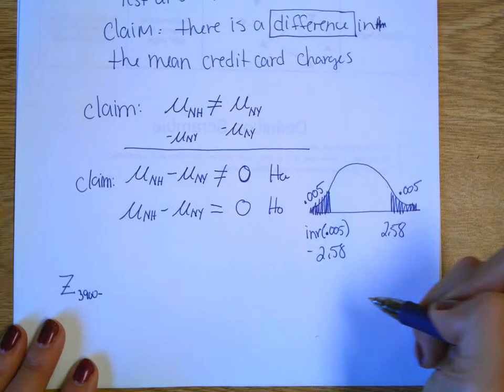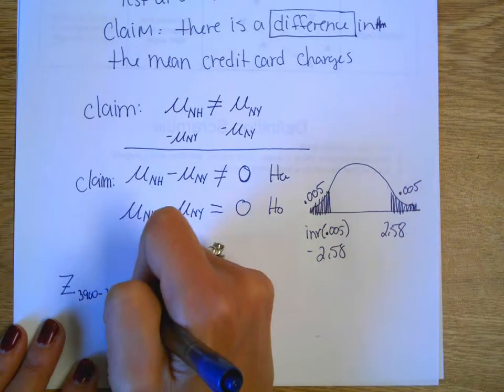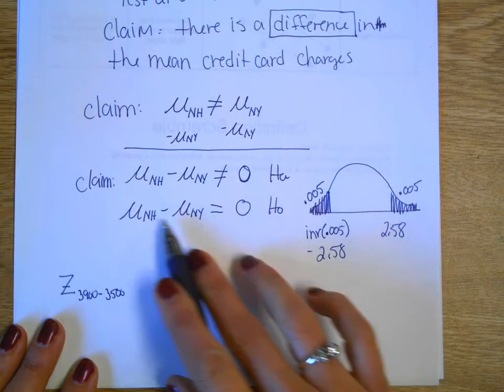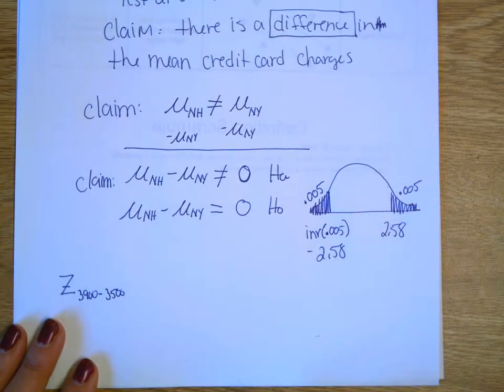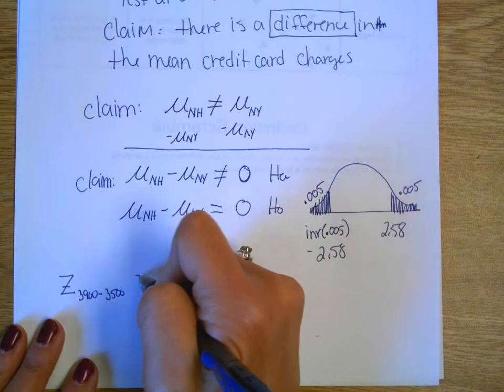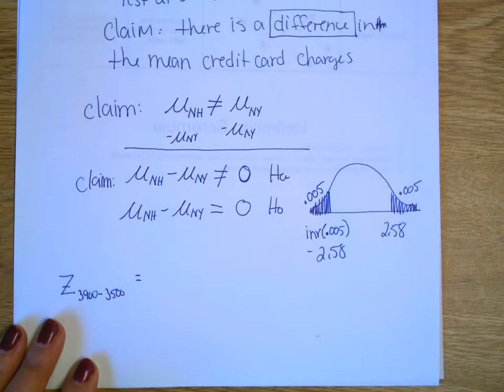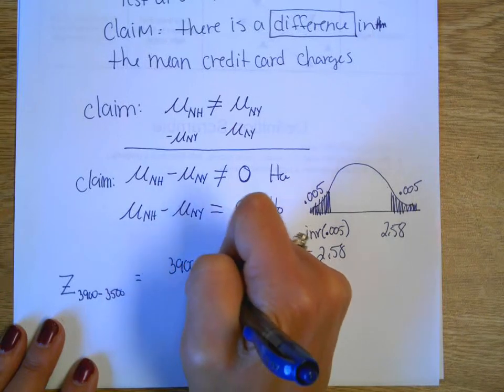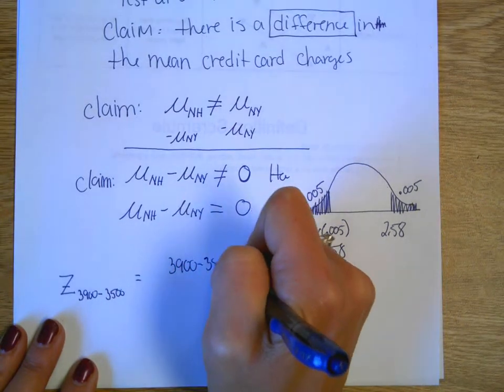Question: does it matter which one you subtract? No. It's just that now that I've established that, I want to do the sample the same way. So if I look at the formula, it says take this difference, the 3,900 minus the 3,500.